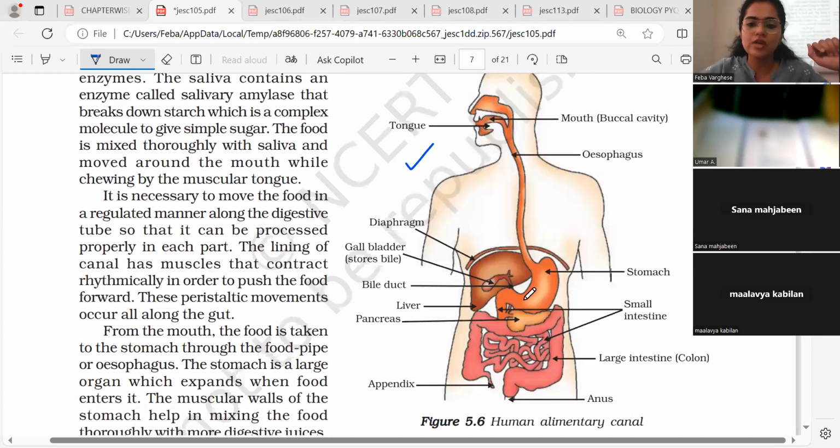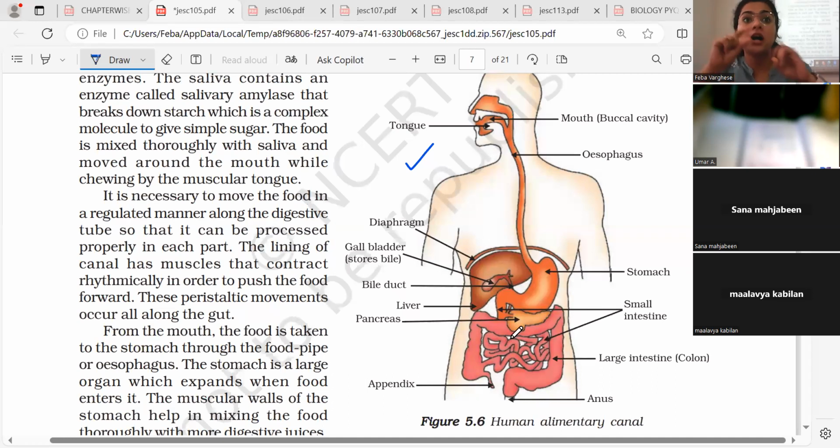All right. Now, once the food is digested in the stomach, it has to move into the small intestine. The entry of the food into the stomach and exit of the food from the stomach is regulated by certain muscles. What are those muscles called? Sphincter muscles. Very good. Sphincter muscles regulate the entry and exit of food from the stomach. And once it's in the small intestine, what is going to happen? Bile is going to act upon the food material. Why is bile acting? What is the function of bile, guys?